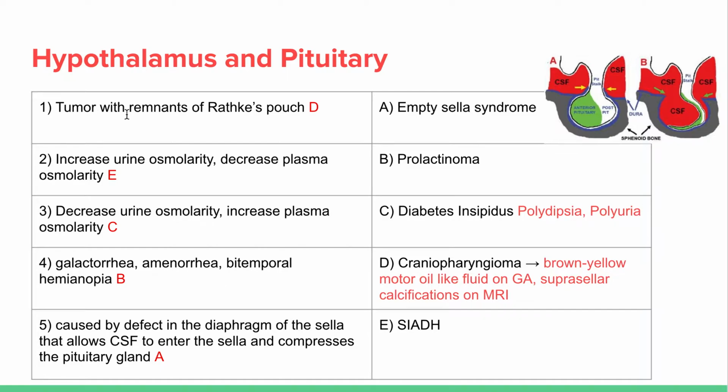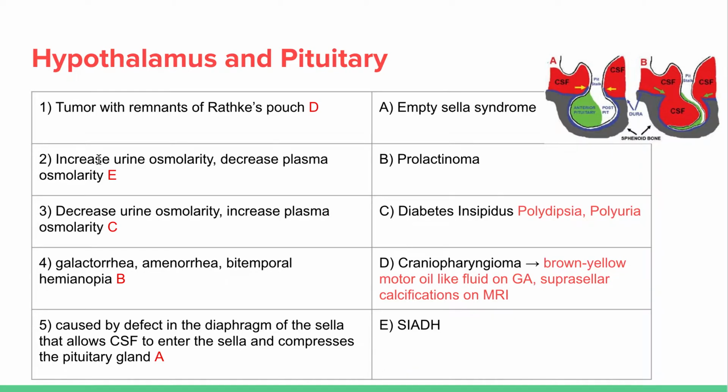Okay, so tumor with remnant of Rathke's pouch. This is your craniopharyngioma. Remember that it is well circumscribed, cystic in nature, with some brown-yellow motor oil-like fluid on gross appearance. And if you do an MRI, you're going to see some suprasellar calcifications. It's a benign tumor, but it can cause problems by mass effect in the brain.